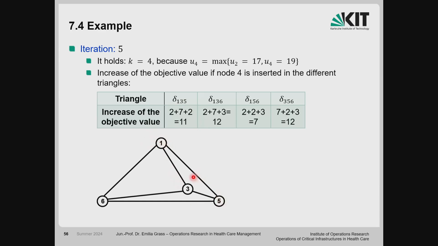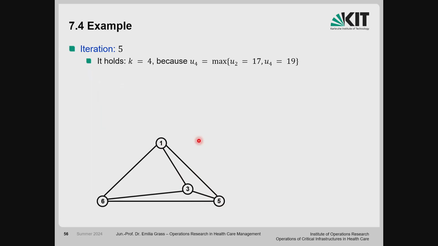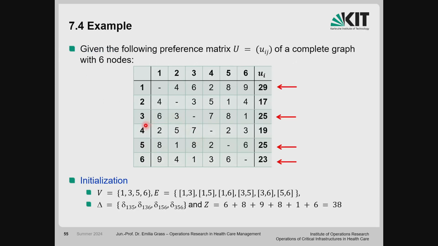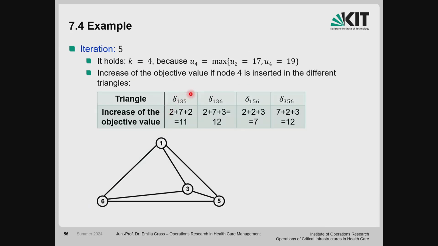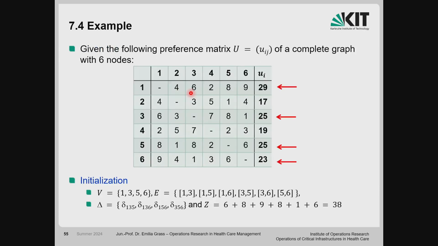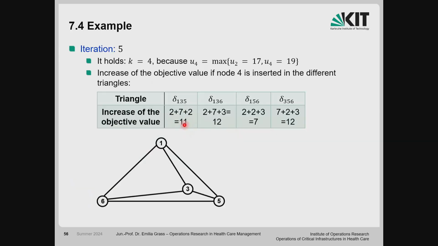So if we would include that here, then our objective function would increase by 11. So where the 2, 7, and 2 are coming from? Let's have a look in the table again. Now we have the fourth department, and it should be included into the 1, 3, and 5. So 1 has a preference of 2, 3 has a preference of 7, and 5 has a preference of 2. So 2 plus 7 plus 2. So this is where the 11 comes from.